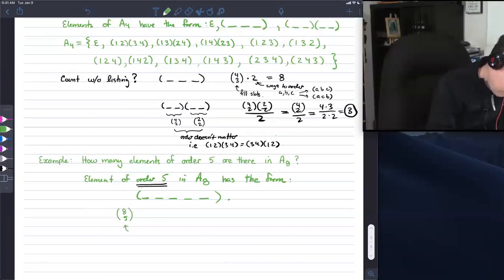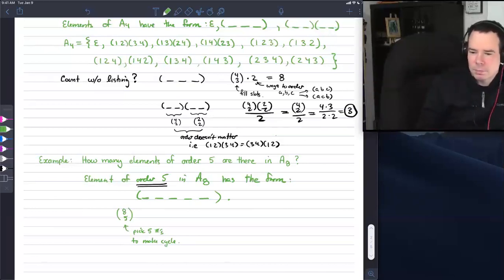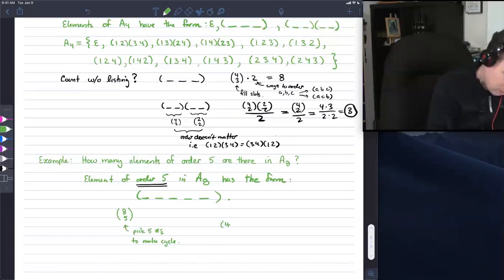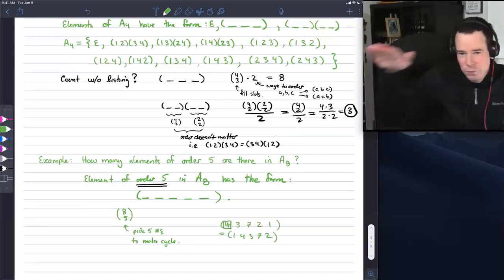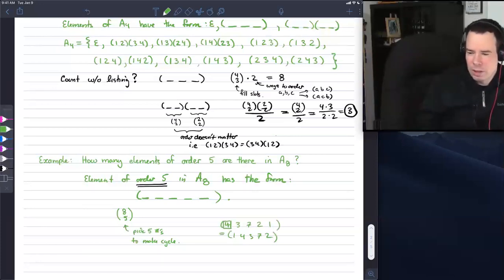So we pick the 5 numbers to make the cycle. Now we've got 5 numbers, and I want to make a cycle with them. How many ways could I make the cycle? Well, I could pick any one of those numbers and stick it in the first slot. That's not going to be restrictive in any way because, for example, let's say the number I picked out of the 5 was the number 4, and the other ones were 3, 7, 2, 1. So I picked one of the numbers 1, 2, 3, 4, and 7 and put it in the first slot. That's not restrictive in any way because this is equivalent to 1, 4, 3, 7, 2. I can always shift the numbers around in the cycle and not change the permutation at all. That's still the same permutation.